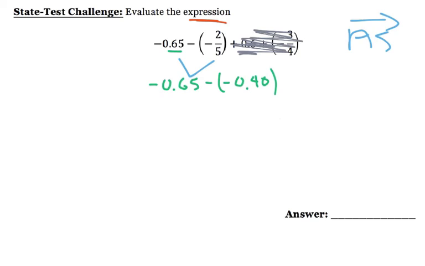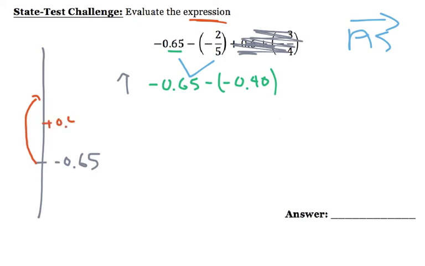All right. Now that I have that, I'm going to solve this first problem on the number line. We have negative 65 hundredths minus negative 40 hundredths, which is like subtracting weights, so this needs to go up. So I'm going to go up 40 hundredths. And when I do that, I'm getting closer to 0, and you should end up with negative 25 hundredths. So this first part becomes negative 25 hundredths.